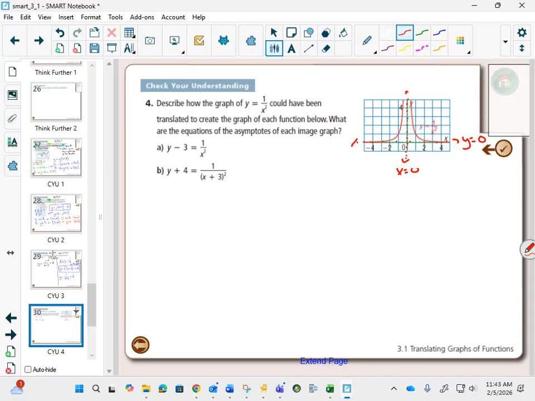And this question says, describe how the graph of y equals 1 over x squared could have been translated to create the graph of each function below. Then it says, what are the equations of the asymptote for each image graph?